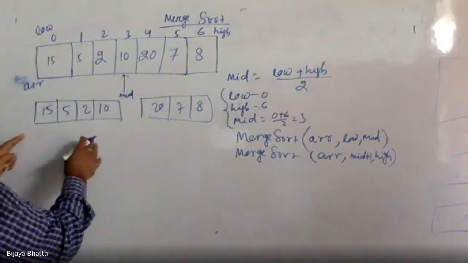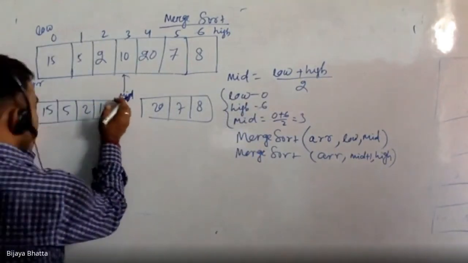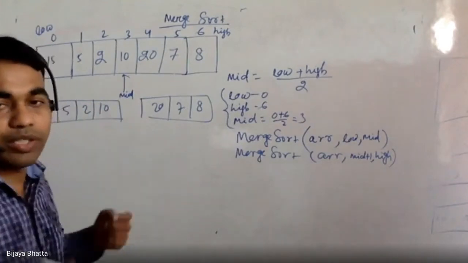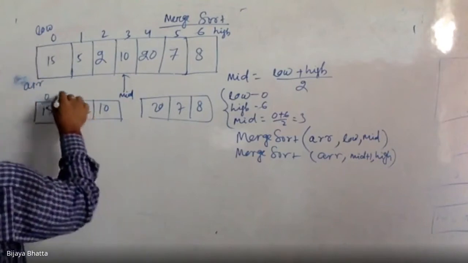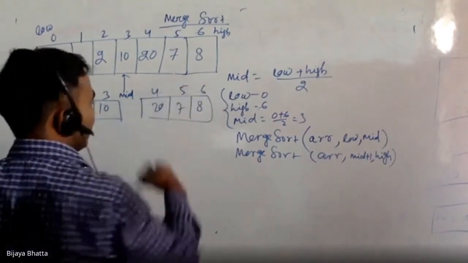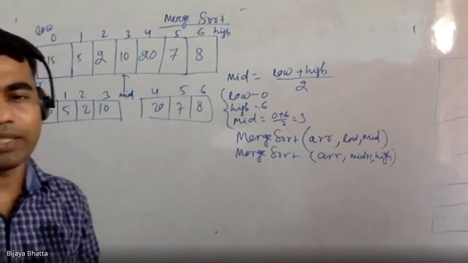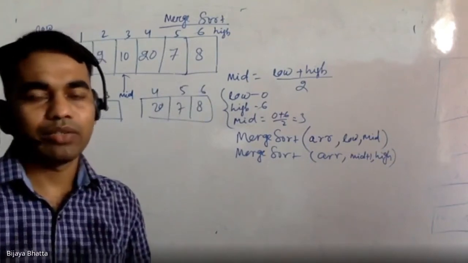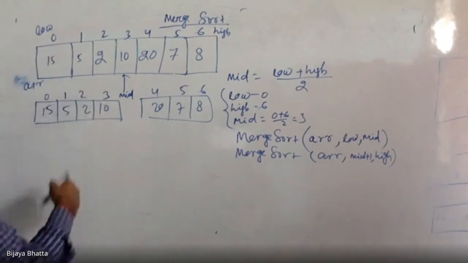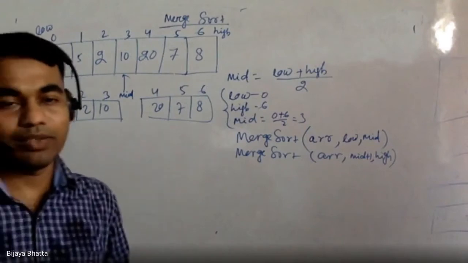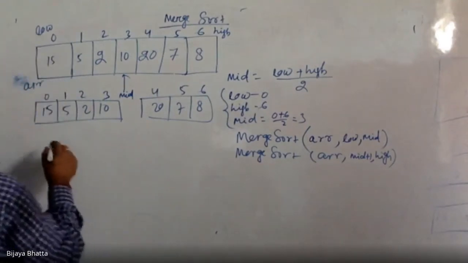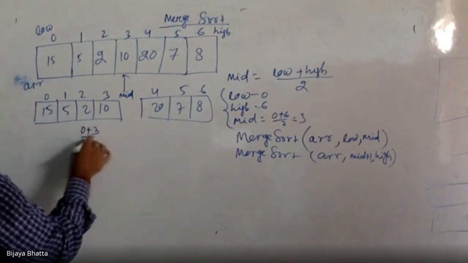Then what I will do is, this is now considered as my new array. So I can say 0, 1, 2, 3, and this is going to be 4, 5, 6, and the same thing you will keep on doing. This is pretty straightforward. Again 3 by 2, because it is going to be 0 plus 3 by 2.